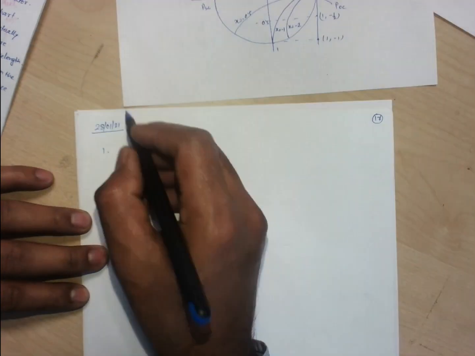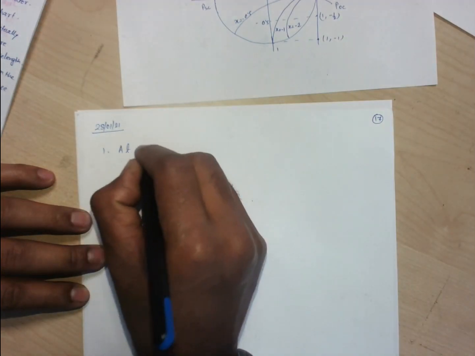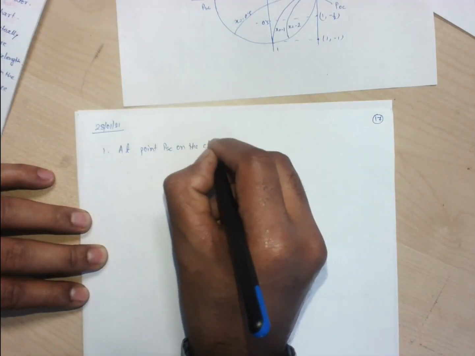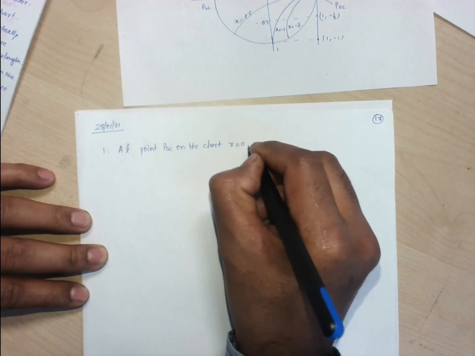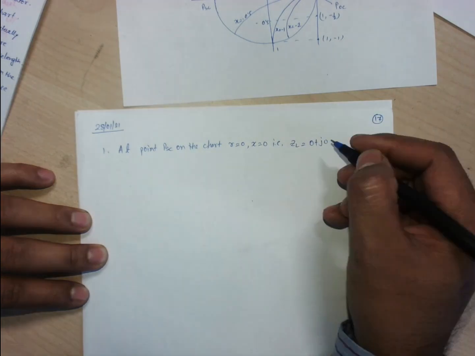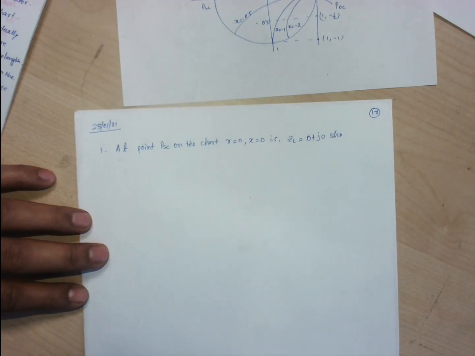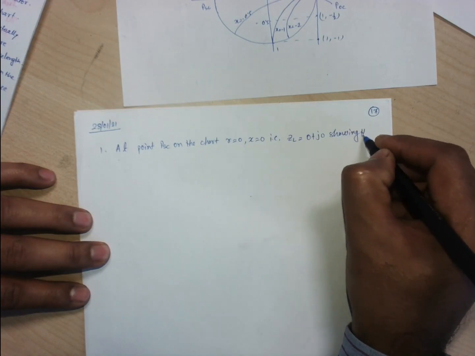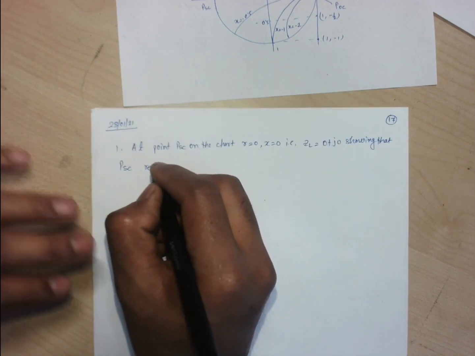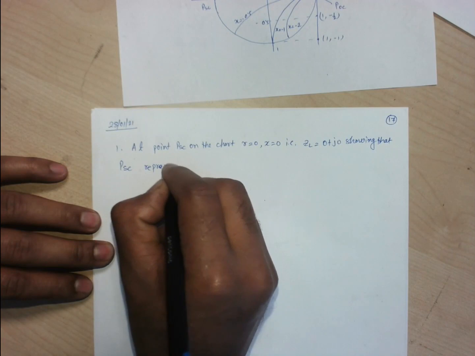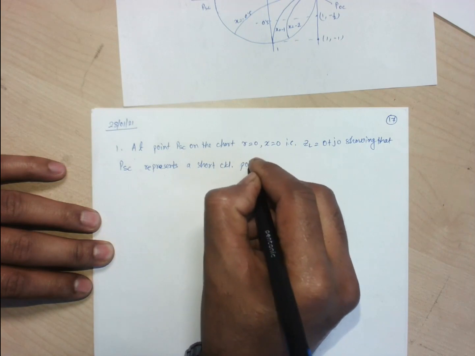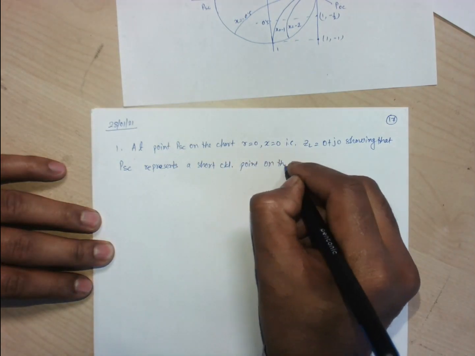So I am just writing these points one by one. At point PSC, at the short circuit point on the chart, R equals 0, x equals 0, that is ZL equals 0 plus j0, showing that PSC represents a short circuit point on the transmission line.